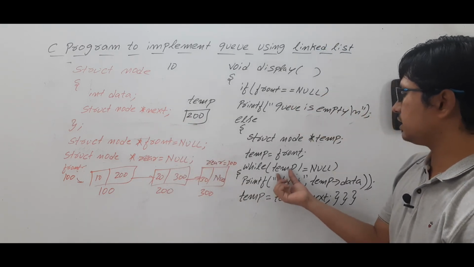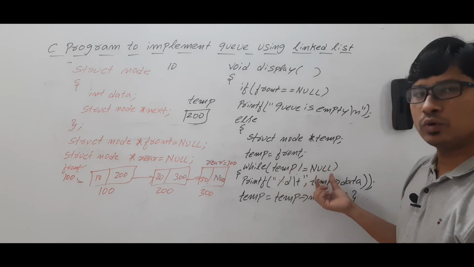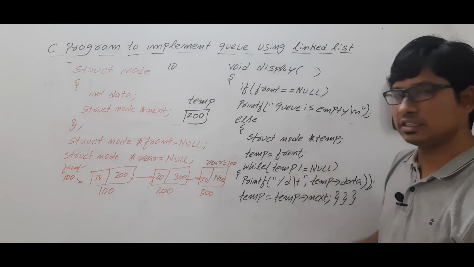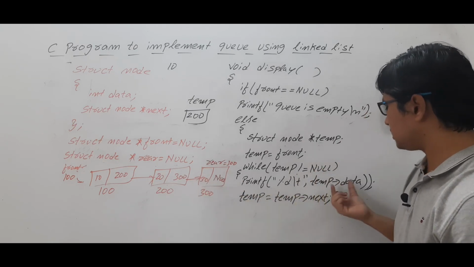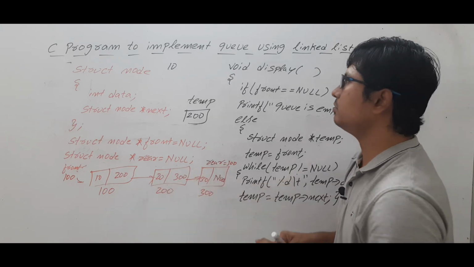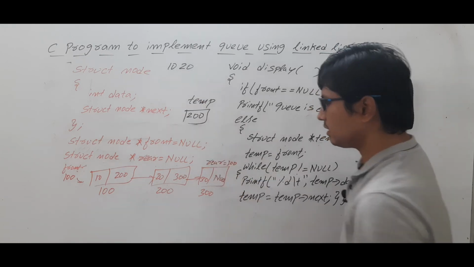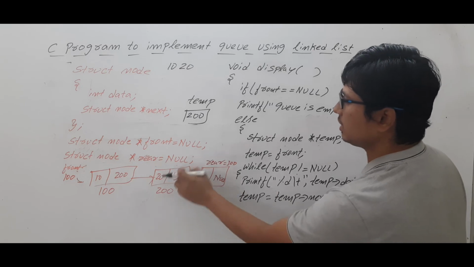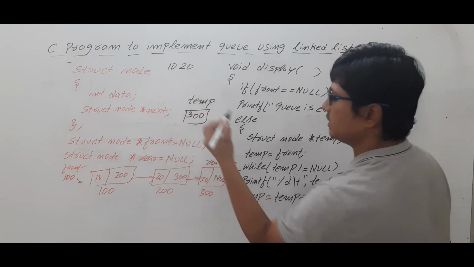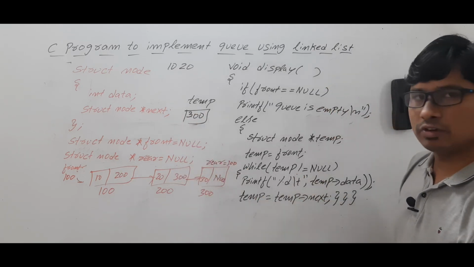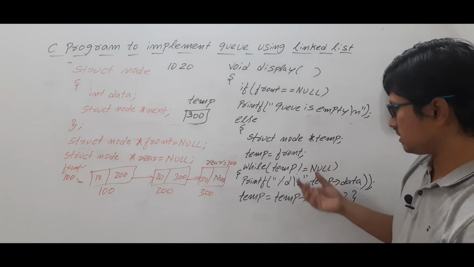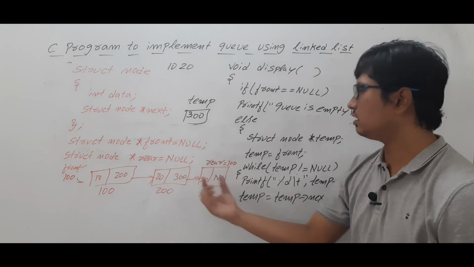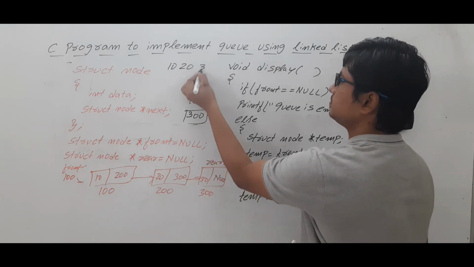Okay, now you check again. While temp not equal to null, yes, temp is having the value 200 which is not equal to null. Again the condition is true. So printf percentage d temp of data, which is 20, will be displayed. Then temp is equal to temp of next. So temp of next is 300. The 300 will come here. Then again the condition will be true. 300 not equal to null. Yes, again this condition is true. So you are writing temp of data. 300 of data is 30.